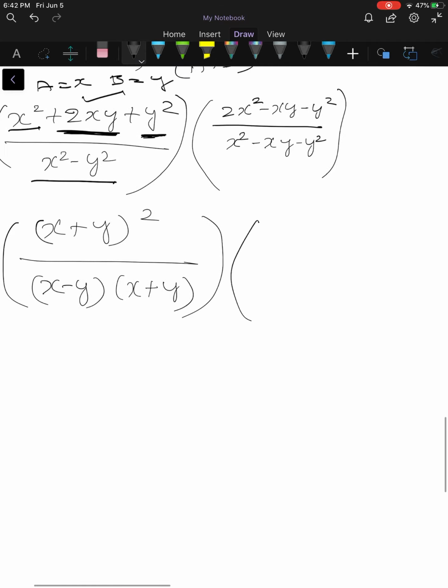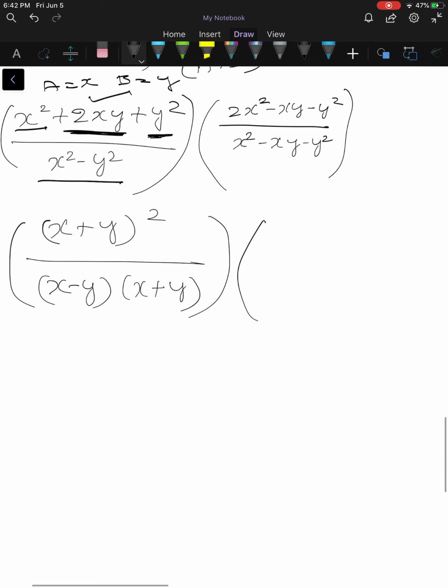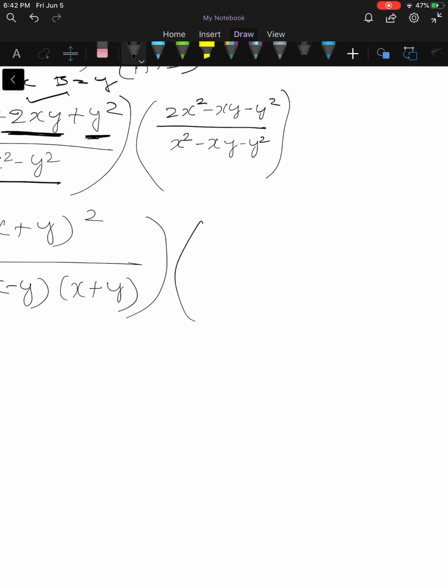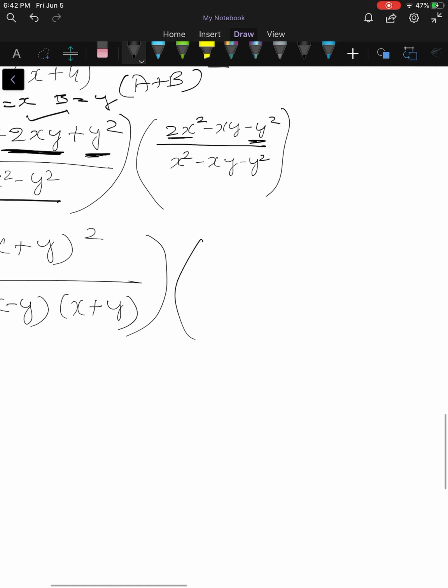Now going into the simplification of the second expression, if we observe here, this is not a perfect square, so we cannot use a special product formula. Consider the trial and error method. You will consider 2y square. 2y square can be expressed as 2y times y, while negative xy can be written as, how can you write it? Negative 2xy plus xy.